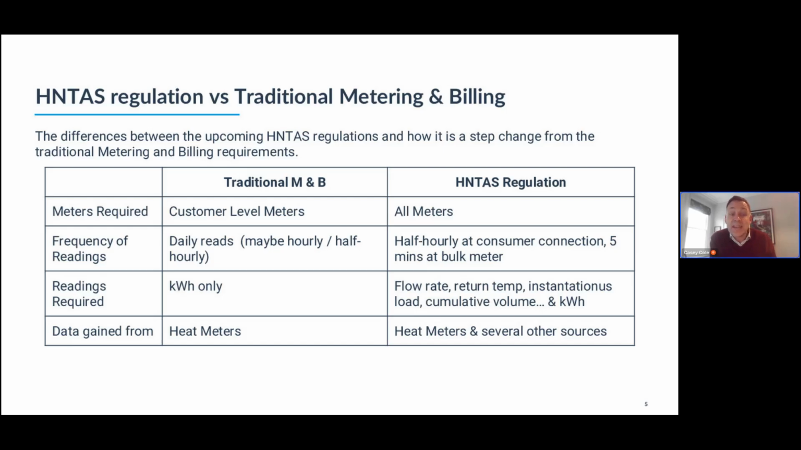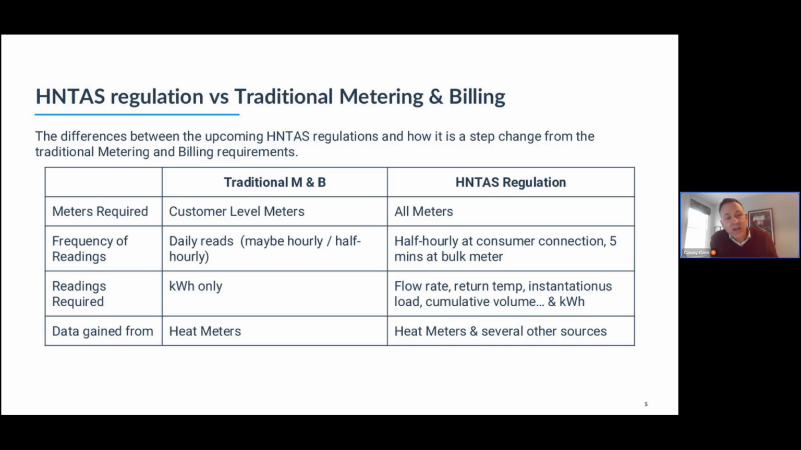Traditional M&B needs that kilowatt hour count. That is the crucial number in order to generate a bill and charge people for it. But under HNTAS, we need all the things that heat meter knows. We need flow rate, flow and return temps, instantaneous load, cumulative volume, etc., and kilowatt hours. But we need all 6 things, not just one.